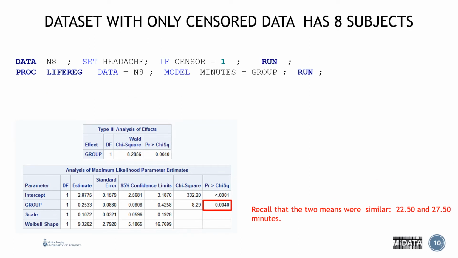Of course, to be thorough, we should perform the same analysis on the patients or subjects who were censored. In this case, we have 8 subjects. So you'll see here in the data step, we have if censor equals 1, which means only include those subjects that have 1 for their censor variable. We run the same PROC LIFEREG analysis, and we end up with a significant difference between the two. Now that's not super surprising, because if you remember when we did PROC MEANS, the mean time between the two groups for those who were censored was larger, 22.5 and 27.5.